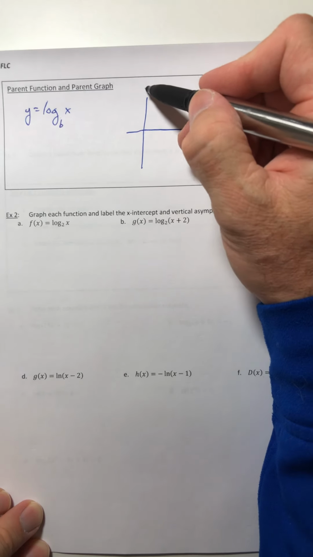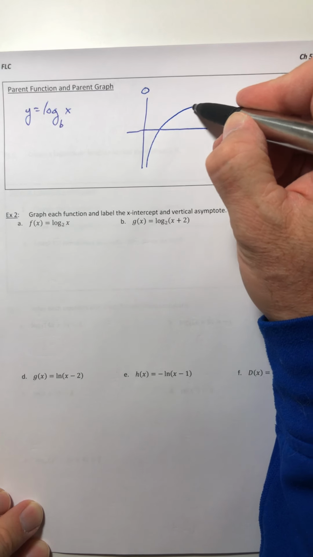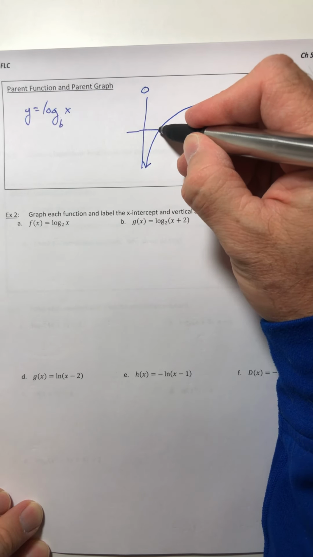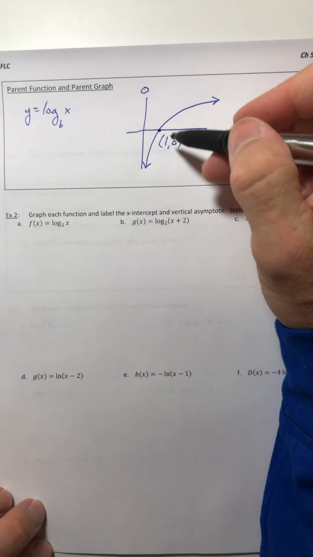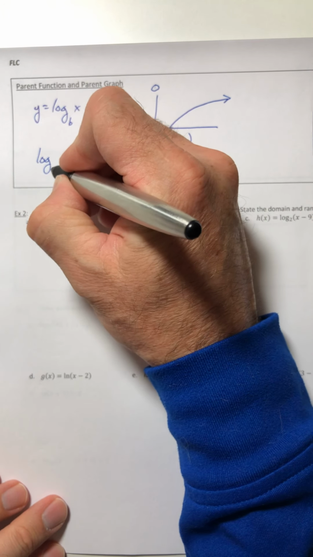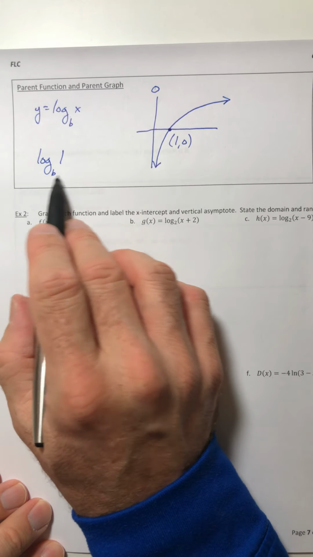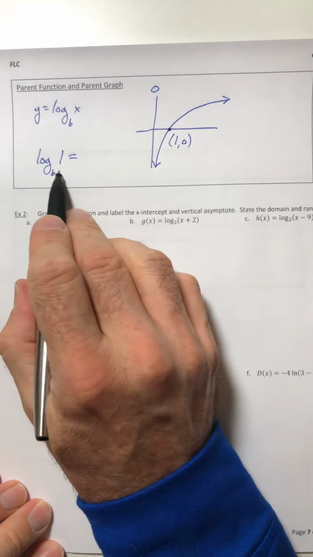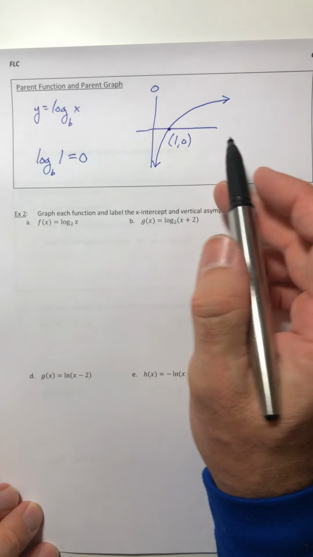So the parent function, you have a vertical asymptote right at 0, and then the graph goes just like that with an x-intercept at 1. So why is it at 1? Well, if you plugged 1 in for x, that looks like what we just did on the previous example. It doesn't matter what the base is. If there's a 1 in there, that's going to make it equal to 0. So that's how we can get the x-intercept is at 1.